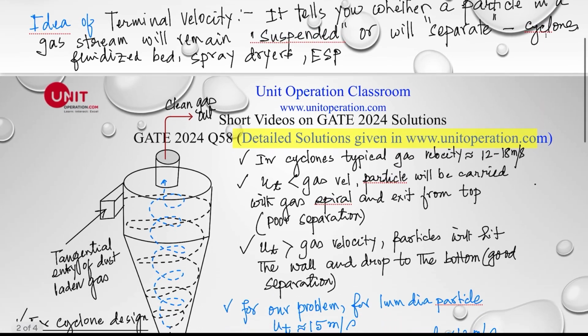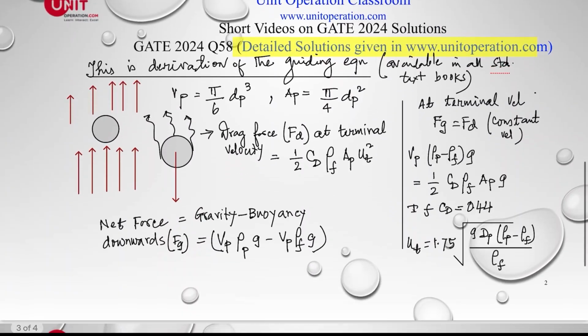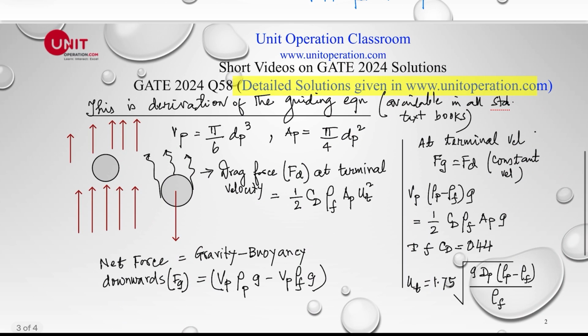Let's quickly see the derivation of this equation. This derivation is available in any standard textbook, McCabe Smith, Geankoplis, again Bird, Stewart, Lightfoot. I'm just discussing this for the sake of clarity. Let's say this is a particle here, this 1 mm particle. Downwards, of course, gravity is working downwards, and of course, the buoyancy should be working upwards.